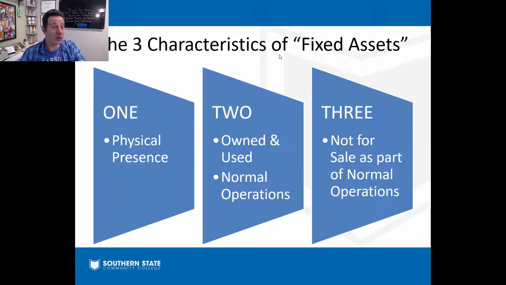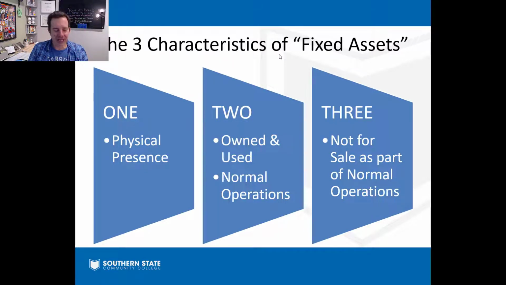And I can go into a gift shop and buy a t-shirt, and I can buy inventory. I can buy candy bars and things like that. That's inventory, not a fixed asset. Okay? So three criteria. It has to be a tangible, physical thing. It has to be owned and used in normal operations. And three, it can't be for sale as part of normal operations.